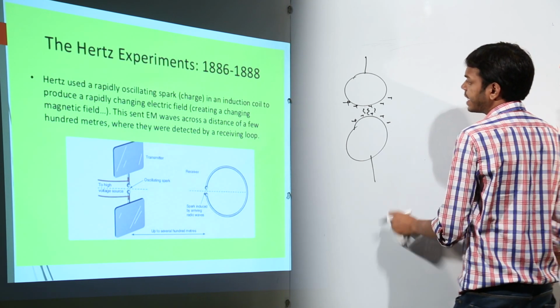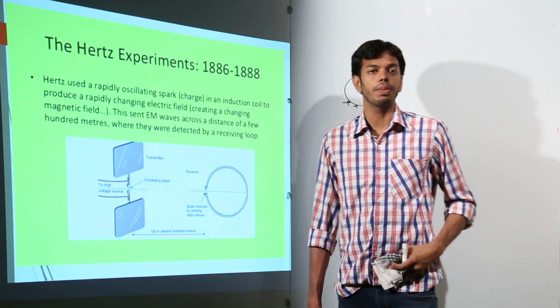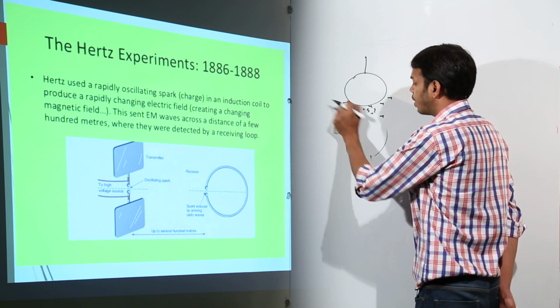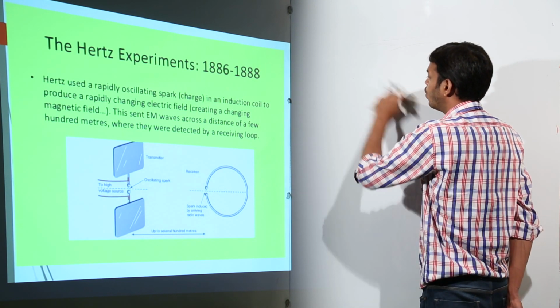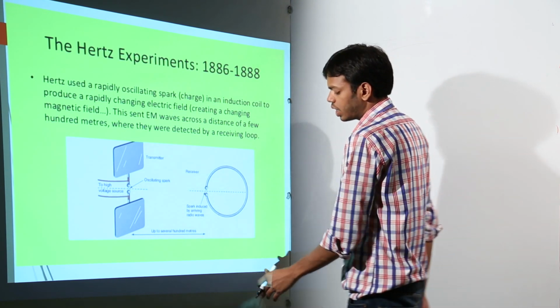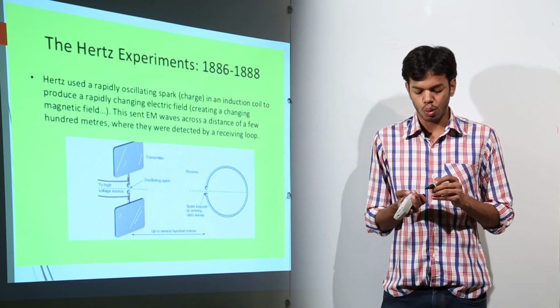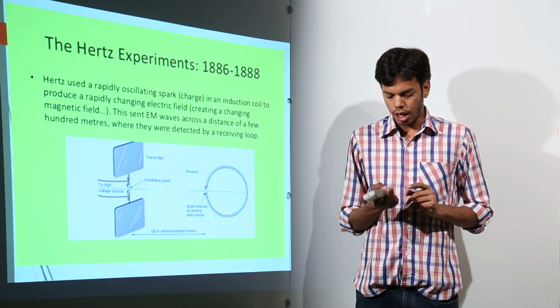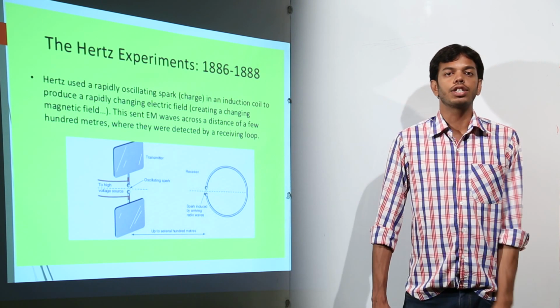The most important thing is why Hertz's experiment is famous. Hertz's experiment is famous because Hertz was the first scientist who proved that oscillating charge, that is sparks, are a source of electromagnetic waves. Now, how and what are electromagnetic waves?